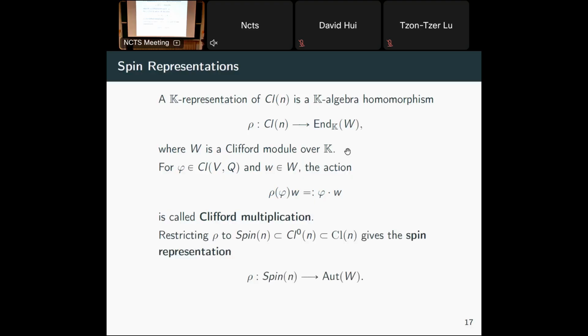Of course, there are many other fields that people work with. For now, and for physical purposes, we will consider K to be real or complex. So now you can clearly see you have the spin group inside the 0 part of the Clifford algebra. So you just restrict this representation to the spin group, and you have what's called a spin representation.